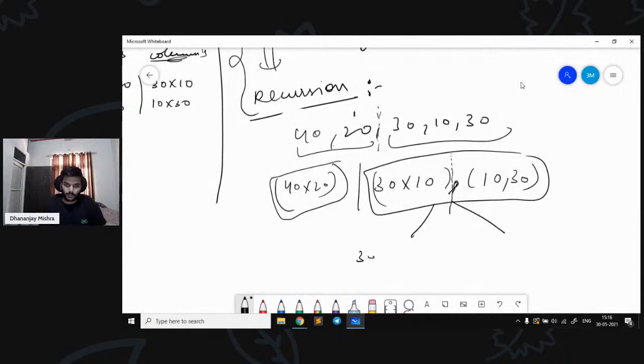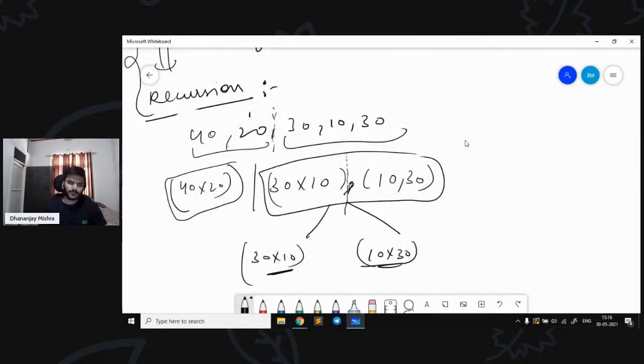So we have 30 into 10 again as a matrix, and 10 into 30 again as a matrix. So that's how we will be solving it. In this manner, we will be dividing, trying all the possible combinations. To understand it more firmly, I will take a partition here also.